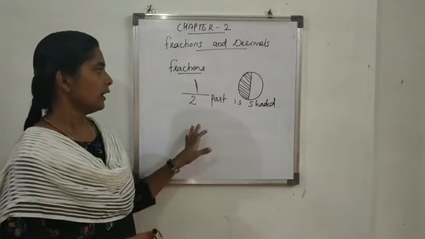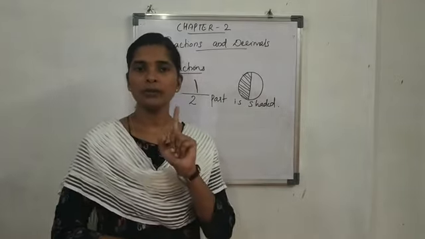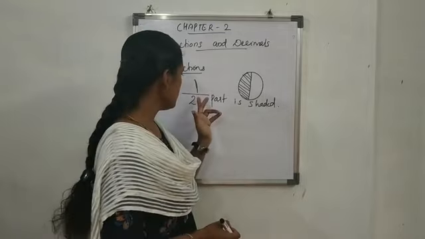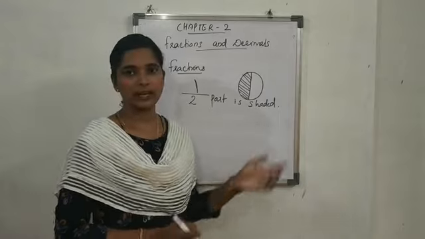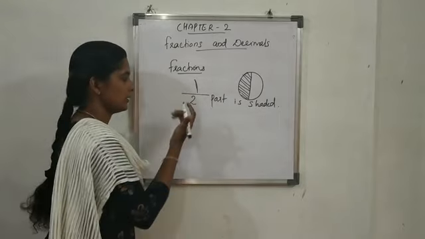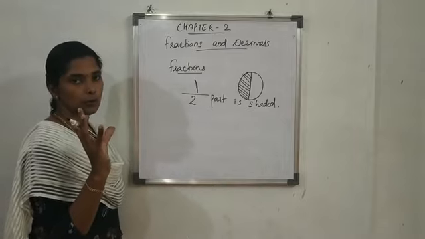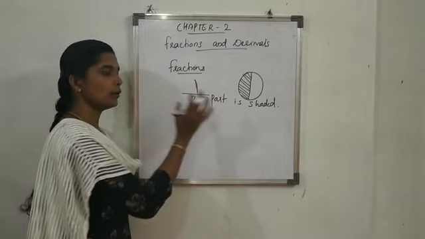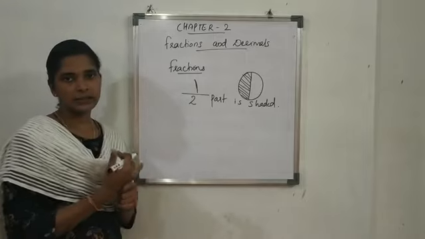That means total 2 parts are there. Out of these 2, only 1 part is shaded. That is, we can represent it as 1 by 2. 1 by 2 part is shaded. So this is called a fraction. Fraction means a part of a whole. Only it's a part.